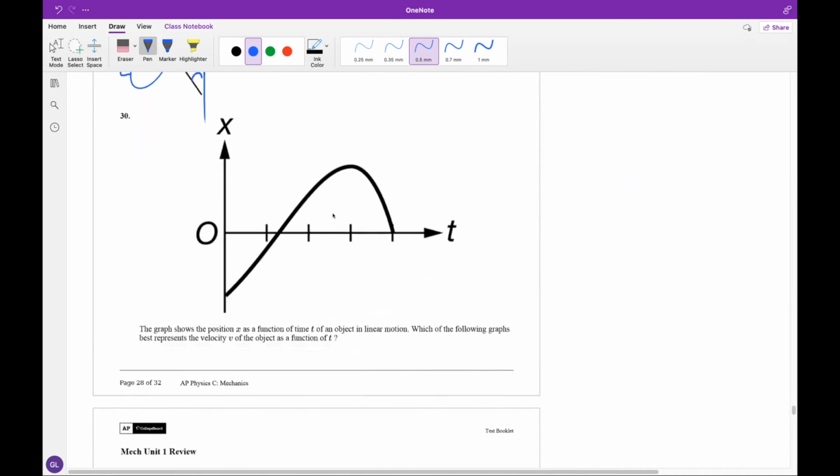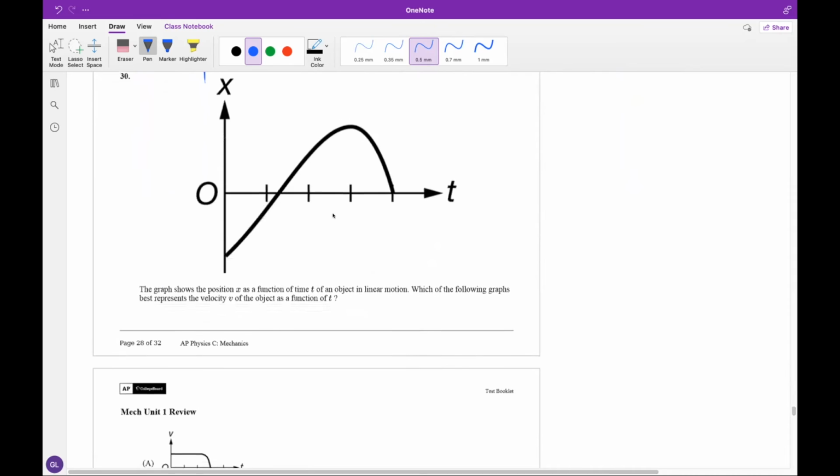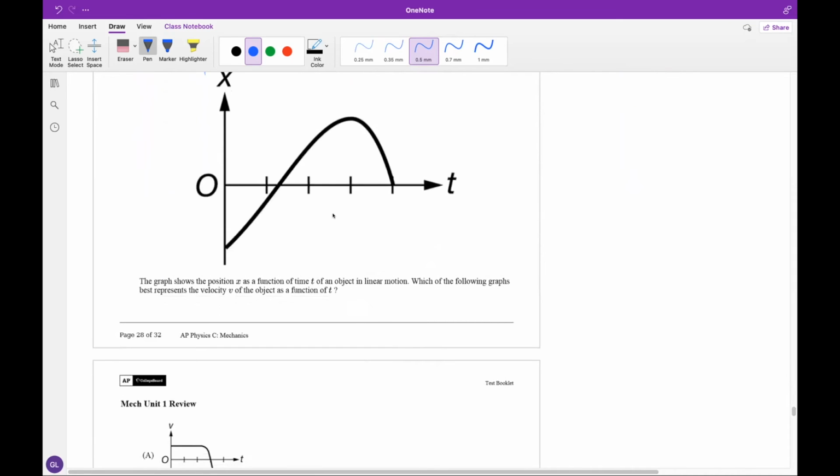All righty. Here's question 30. The graph shows the position as a function of time t for an object in linear motion. What they mean here is that even though the graph itself is not linear, the thing is only moving back and forth or whatever in a straight line. Which of the following graphs best represents the velocity of the object as a function of time?